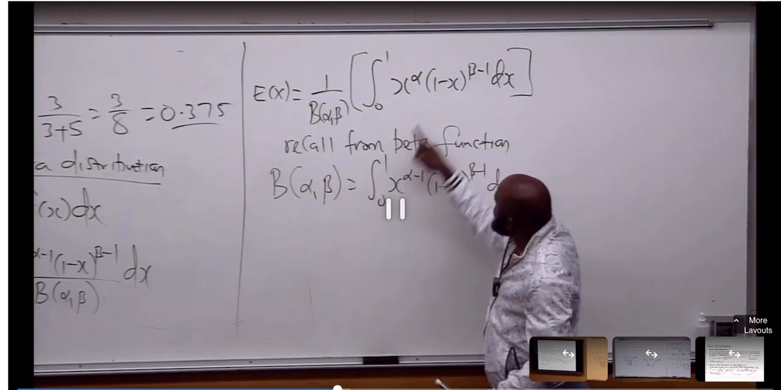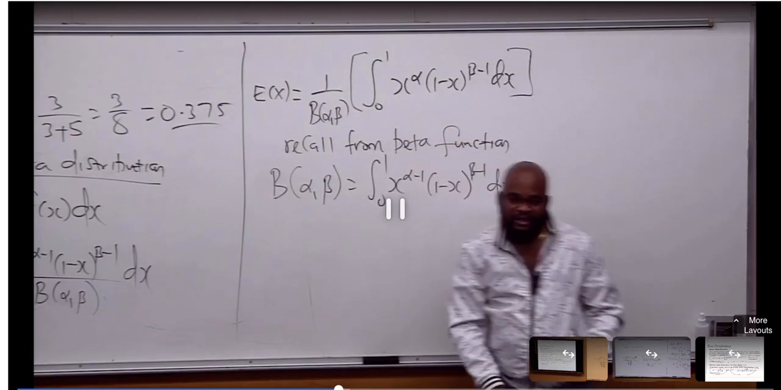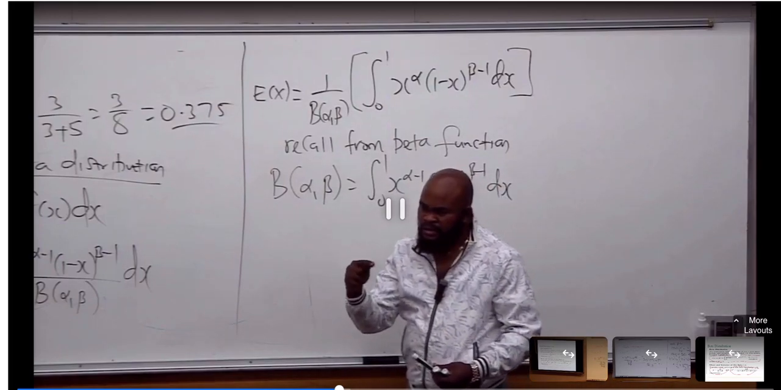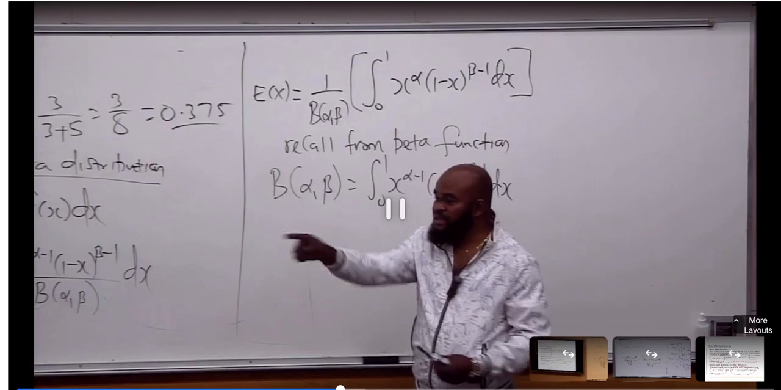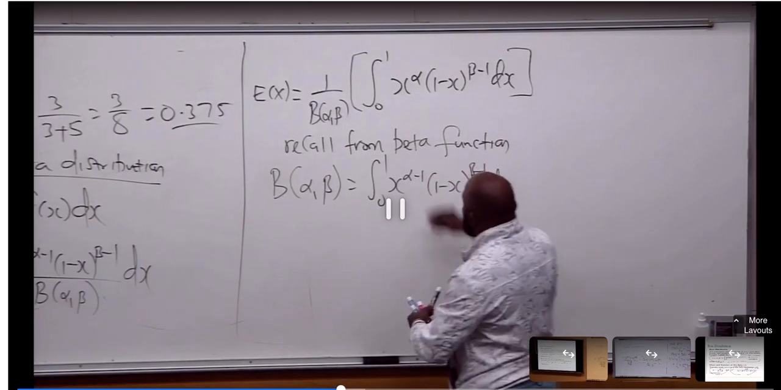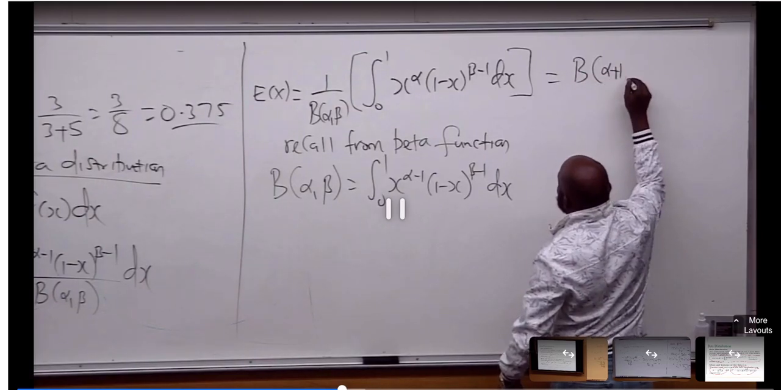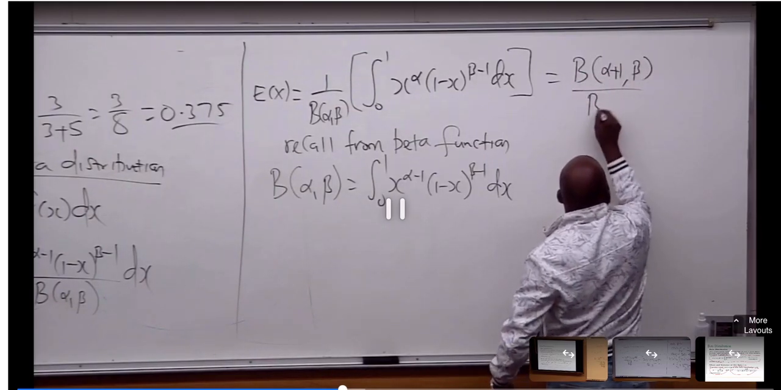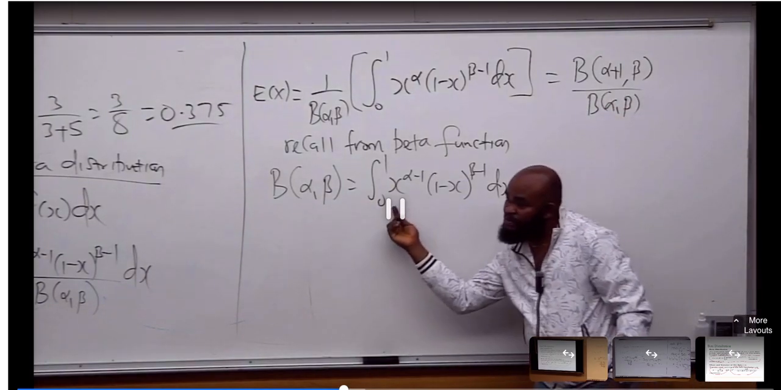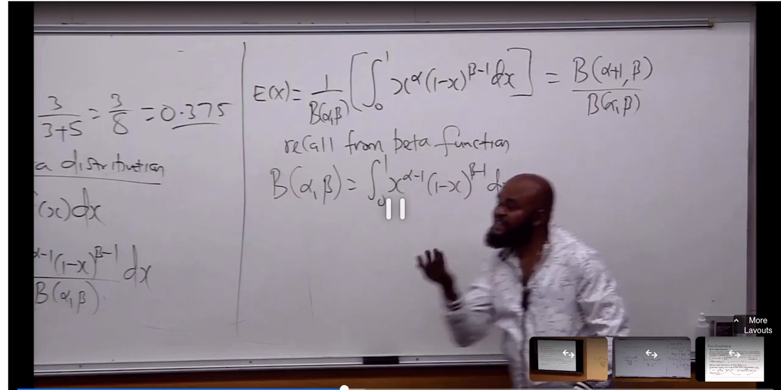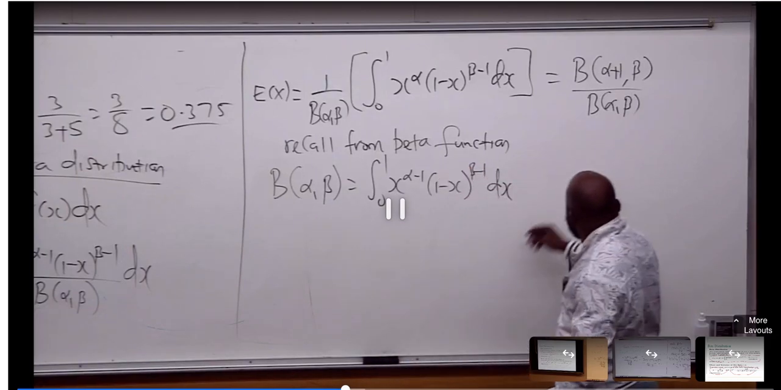Now, take a look at this. I want to rewrite this to look like this. How is it going to be? Can somebody tell me? Go ahead. Alpha plus 1 and beta. Exactly. Send me a message for extra credit. Good job. Yeah. So this guy is going to be B of alpha plus 1 comma beta divided by this. You see that? With the idea of a beta function, I've already skipped rigorous integration, calculus. You see that?